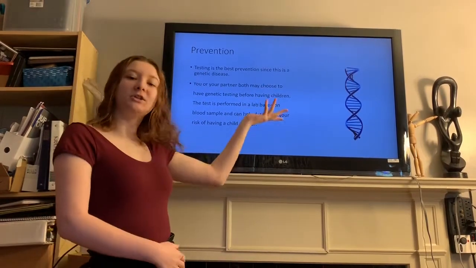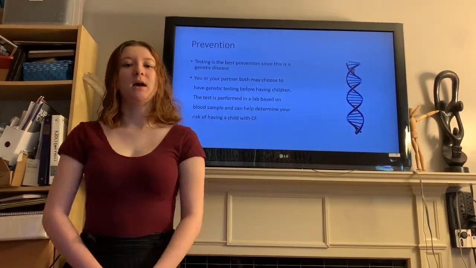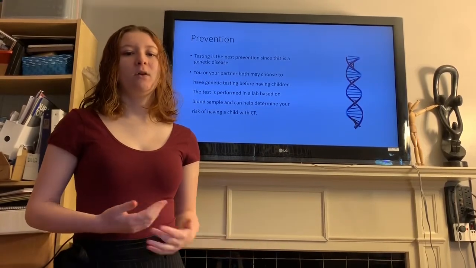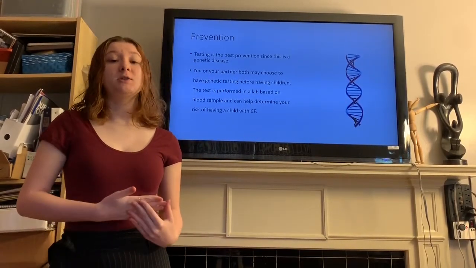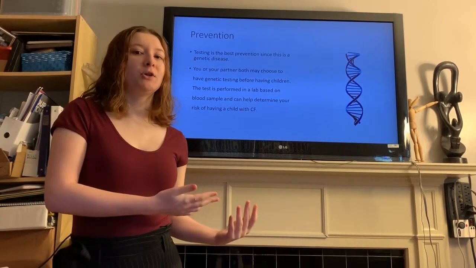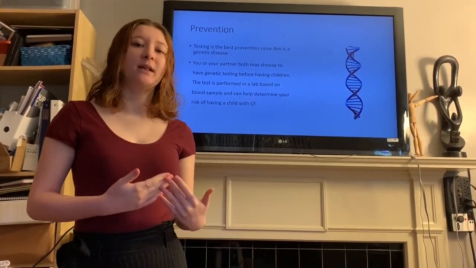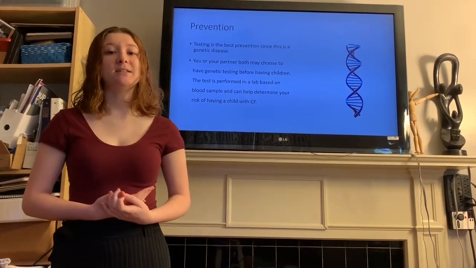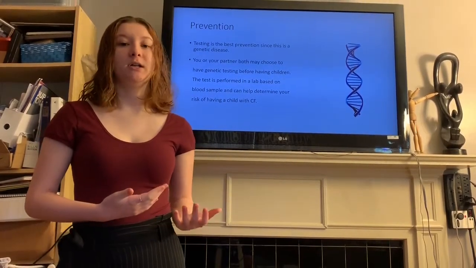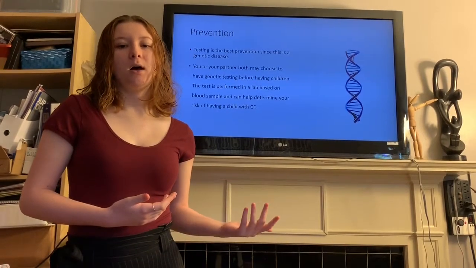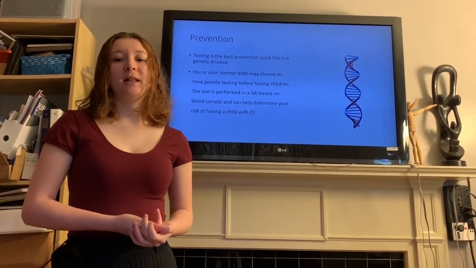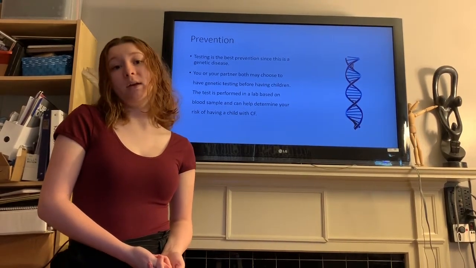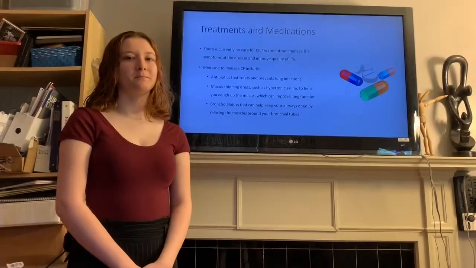So here's prevention for cystic fibrosis. Testing is the best prevention because it is a genetic disease. So you or your partner may choose to have genetic testing before having children. If anyone in your family, any relative or someone close to you has cystic fibrosis, you may choose to have that testing done as a precaution. It is the best prevention. The test is performed in a lab based on a blood sample, and it can help determine your risk of having a child with cystic fibrosis.